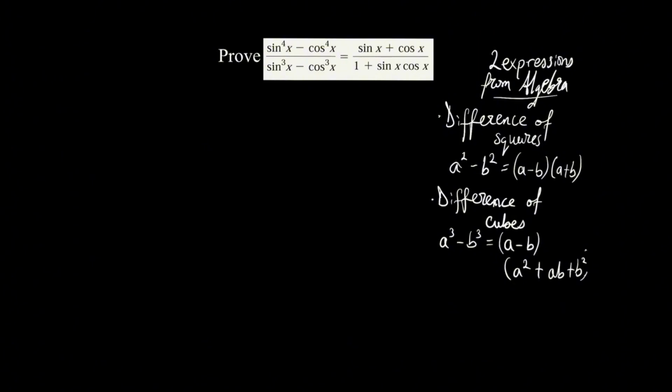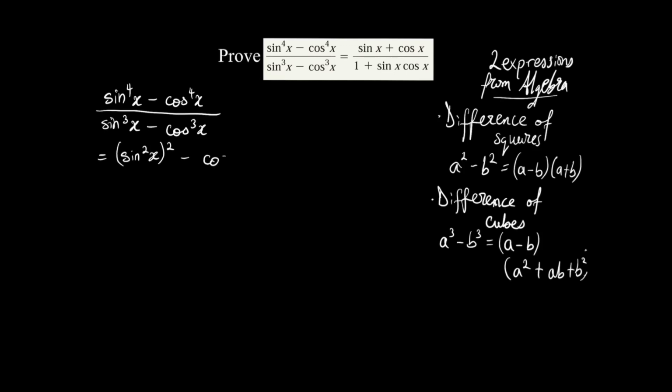So firstly, I'll start with the numerator. On the numerator, we have sine to the 4x minus cosine to 4x, all this divided by sine cube x minus cosine cube x. You can now express that as sine square x all squared minus cosine square x all squared, and still have what we have on the denominator.